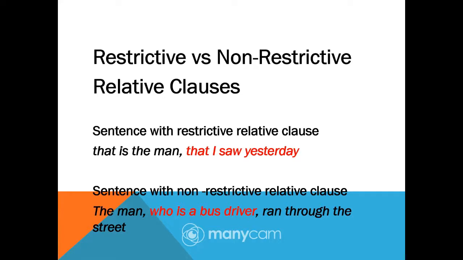which man. Below that is a sentence with a non-restrictive relative clause. And it's like a sort of incidental additional piece of information about the noun. The man who is the bus driver, incidentally, the man who is a bus driver ran through the street.